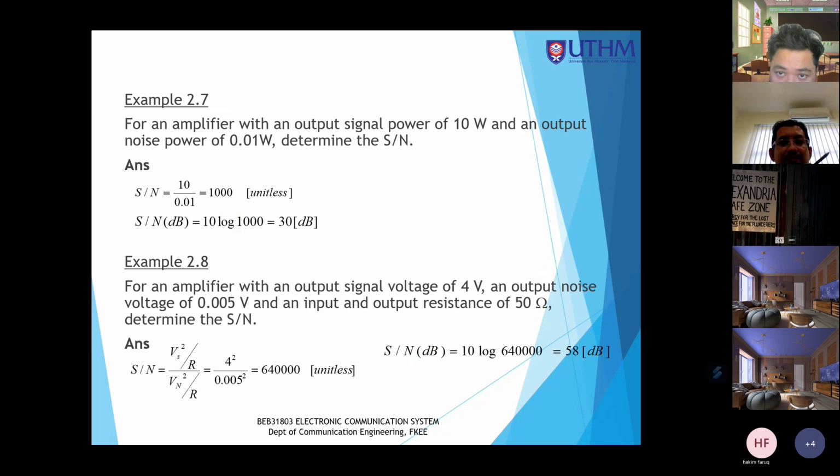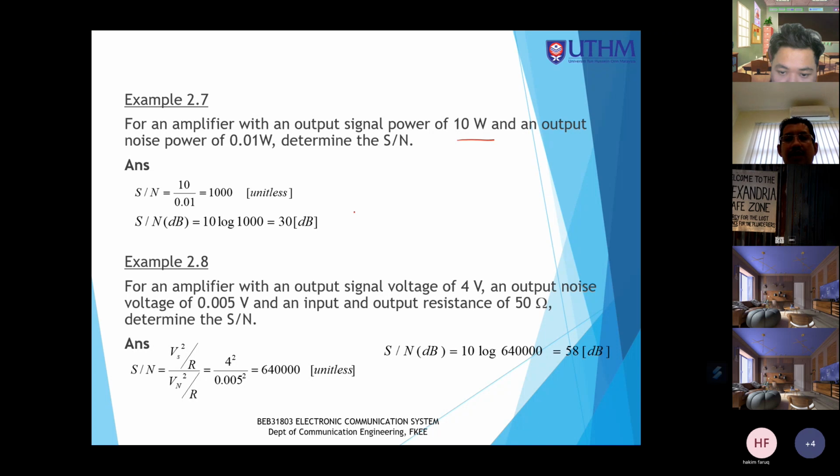Okay, let's do the example. Ini banyak example, so menarik sikit. Later, I will try to show you the previous semester's test question. So let's see here, example 2.7. For an amplifier with an output signal power of 10 watt and output noise power of 0.01 watt, determine the signal to noise ratio.